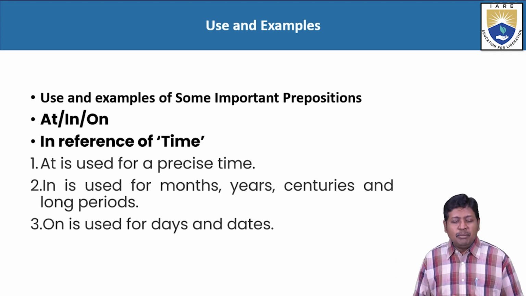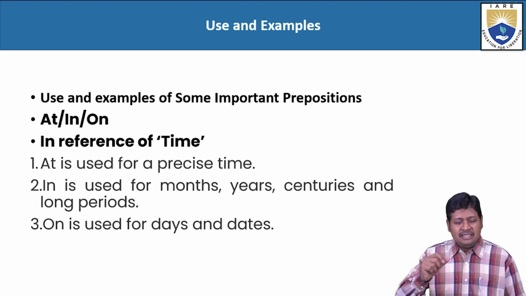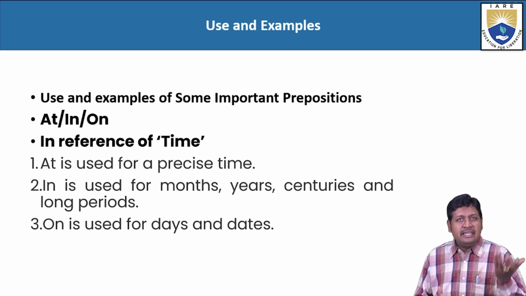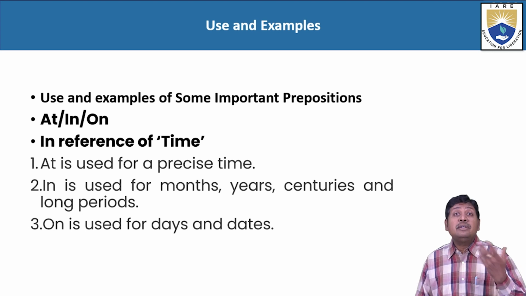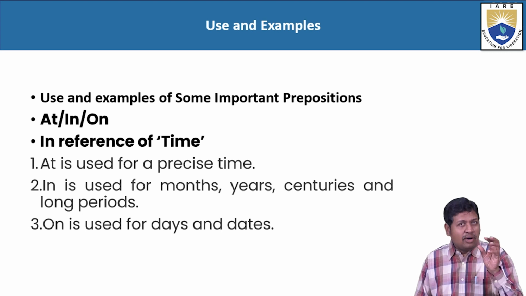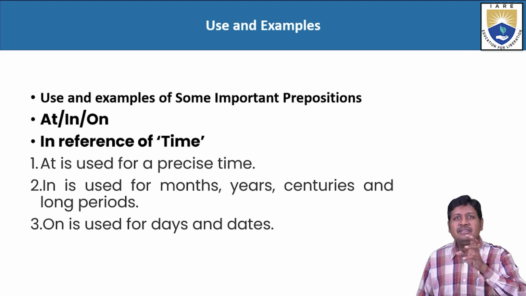Now, use and examples of some important prepositions. At, in, on, in reference of time. At is used for a precise time: at 2 p.m., at 10:30 a.m. Whereas in is used for months, years, centuries, and long periods. For example, in January, in 1972, in 2000, in the 19th century, in the 20th century. On is used for days and dates: on 14th, on Monday.